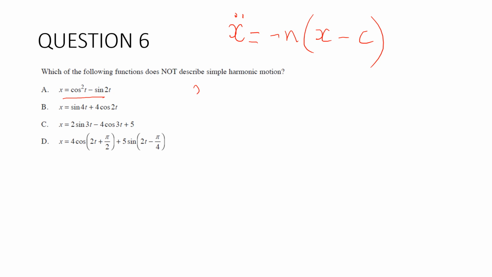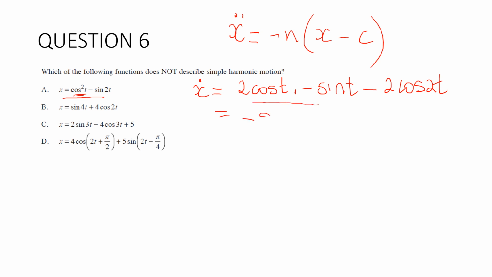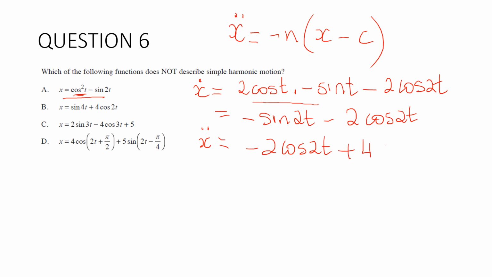So our first derivative is going to be, if I'm differentiating cos squared, I've got 2 cos t times by negative sine t, take away 2 cos 2t. And I'm just going to tidy that up. In fact, I'm going to rewrite that. It is negative sine 2t minus 2 cos 2t. And our second derivative is equal to -2 cos 2t plus 4 sine 2t.